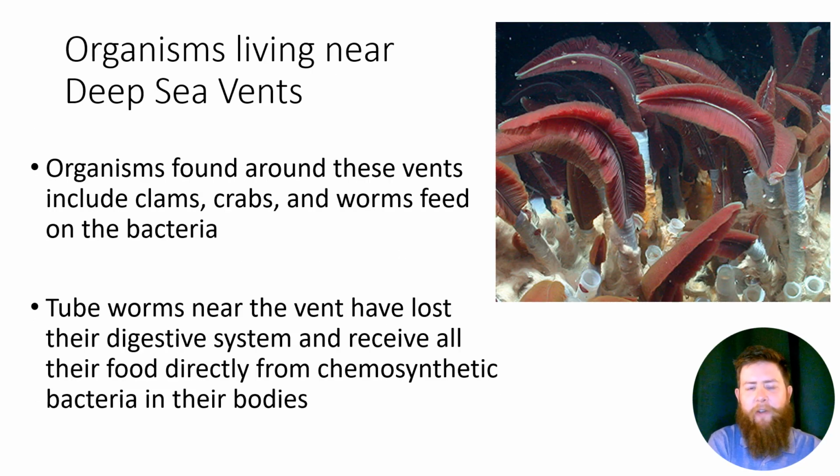The organisms living here include clams, crabs, and some worms that feed on the bacteria. These are some examples of the worms here. They have tubes that they live in. These tube worms have lost all their digestive system and receive their food directly from chemosynthetic bacteria in their body, so they don't eat anything. They intake the hydrogen sulfide, the bacteria in their body make it into energy, and then they share that energy with them. So they have that mutualistic relationship that allows them to live down here. Without it, they wouldn't be able to survive.